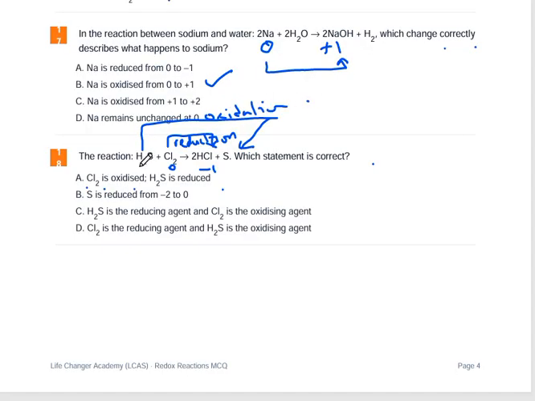And this one here, from here to here now, will be oxidation. Because sulfur here is -2, sulfur here is 0. That's an increase in oxidation number. So this is also wrong. It cannot be the product. H2S is the reducing agent, and Cl is the oxidizing agent. And that is very correct, because the species that is oxidized is the reducing agent, and the species that is reduced is the oxidizing agent. So the answer is C.